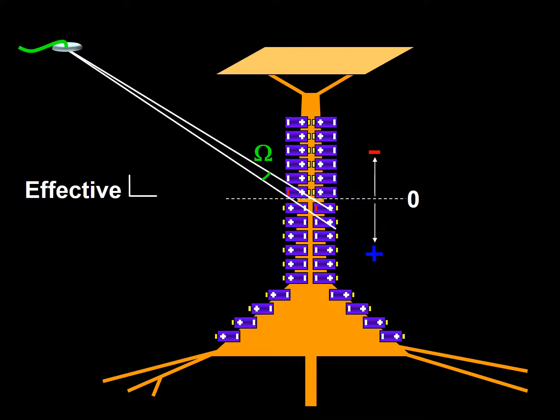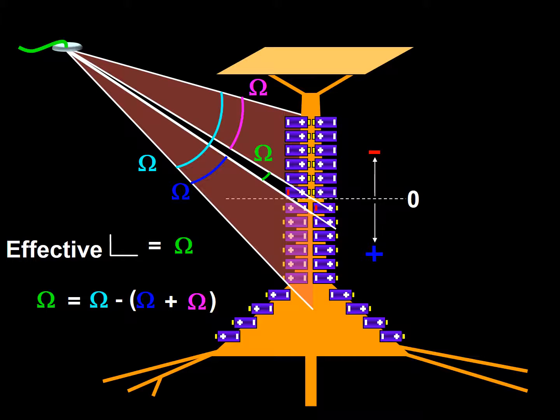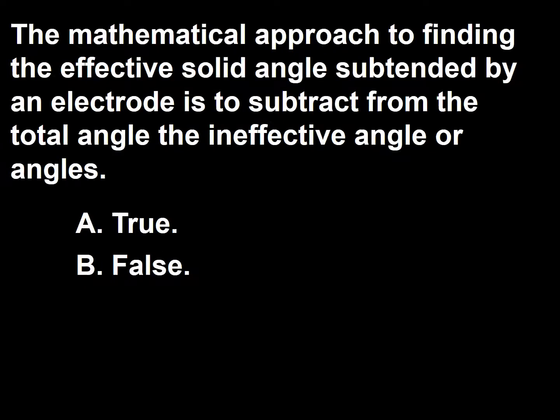In this new frame, I have highlighted the area inside the effective solid angle by coloring red the negative poles of the batteries inside of it. The mathematical approach to finding the effective solid angle subtended by an electrode is to subtract from the angle here represented in aqua the sum of the ineffective angles above the effective solid angle, represented in magenta, and the ineffective solid angle below the effective angle, represented in blue. So the answer to this question is true.